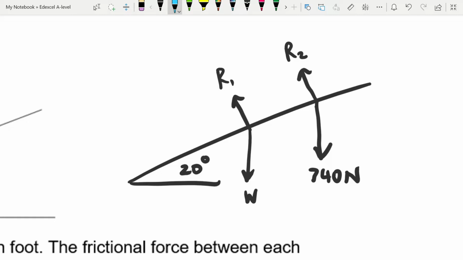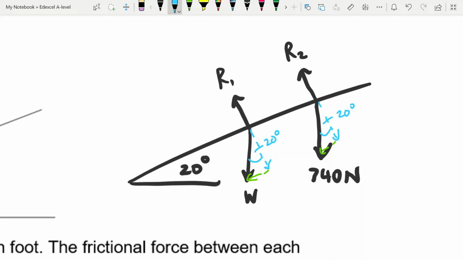Those are balancing the component of the weight that is also perpendicular to the surface. So they're going to be the same value as the component of the weight that is perpendicular to that surface. The rest of the weight, the component that is acting this way, parallel to the surface, would cause the hiker to slip down the slope if there wasn't friction involved. We're interested in the blue arrows here, the component of the weight perpendicular to the surface, and we can label that angle in there as being 20 degrees as well.